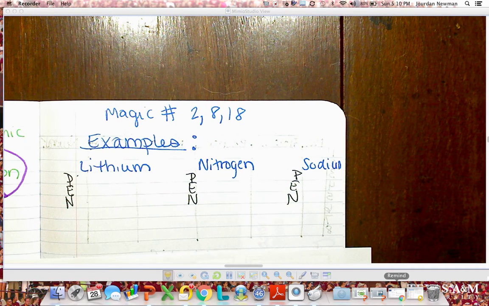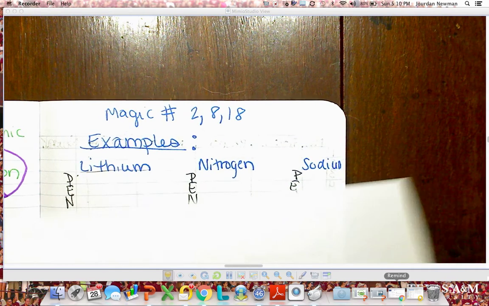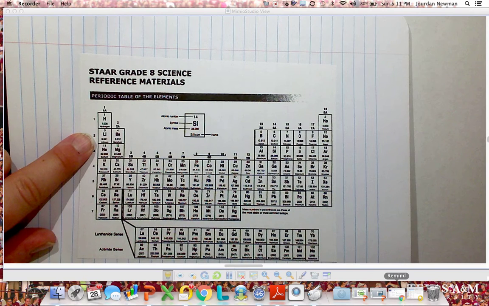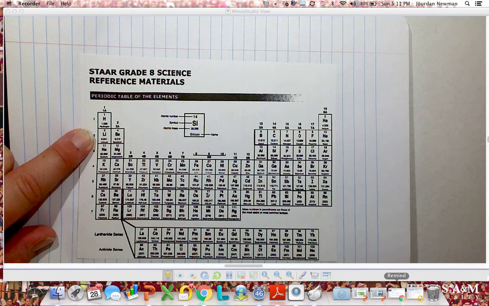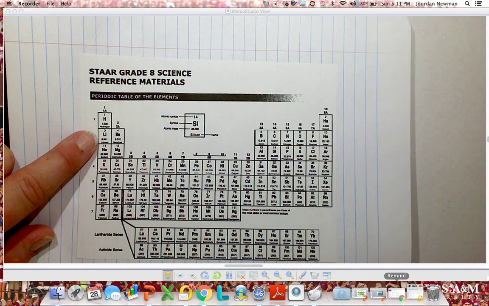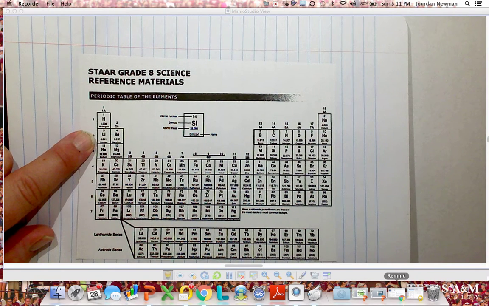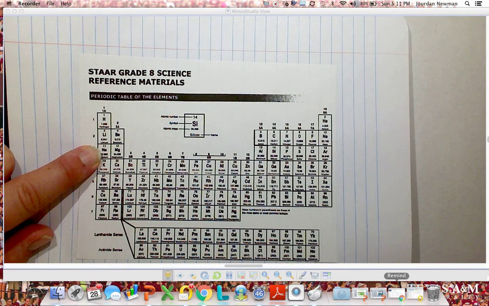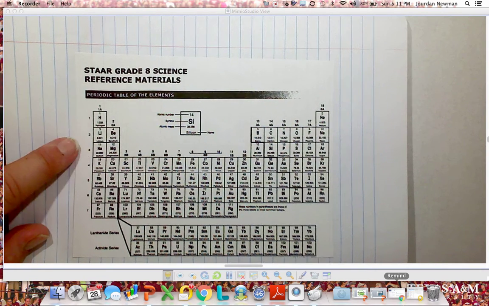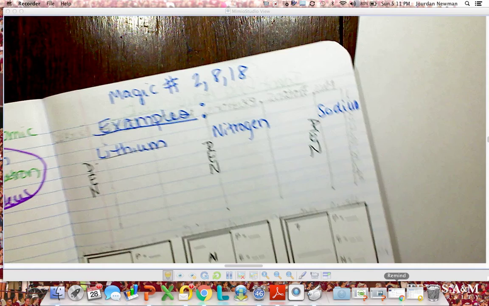So what we need to do is go to our periodic table and find lithium. So I'm going to flip mine around, and I'm going to find lithium. You can see on your periodic table, lithium has an atomic number of 3 and an atomic mass of about 6.941. So what we want to do is round that up. Same rules in math apply. It's 6.9, so we're going to round up to 7. So our atomic number is 3, and our atomic mass is 7.